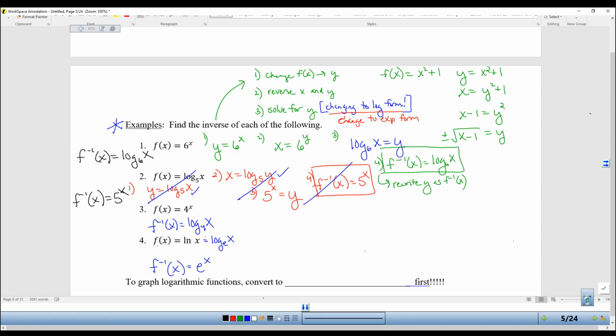So the last thing that we're going to do is graph logarithmic functions. I cannot stress enough this step. You will never learn how to graph a straight up logarithmic function. Instead, you're always going to convert it to exponential form. That's the key. You convert it to an exponent, it's going to be a piece of cake.